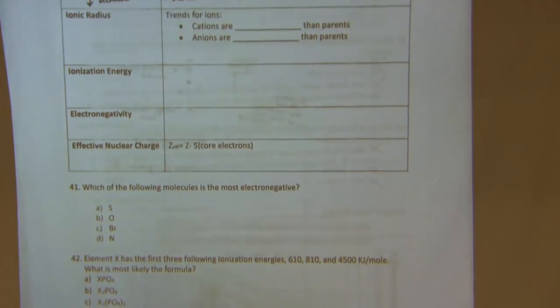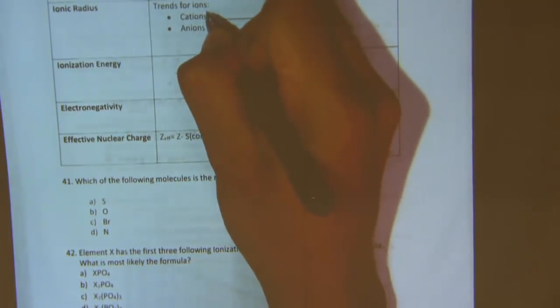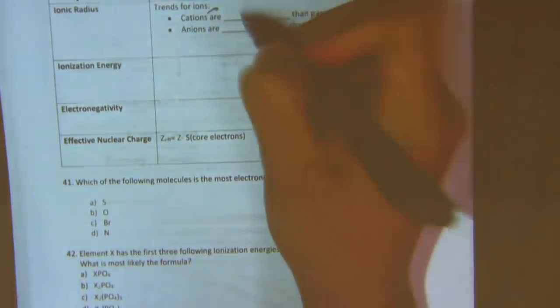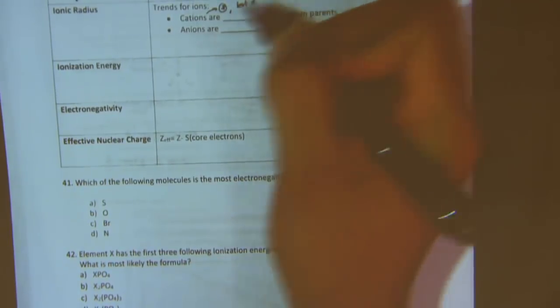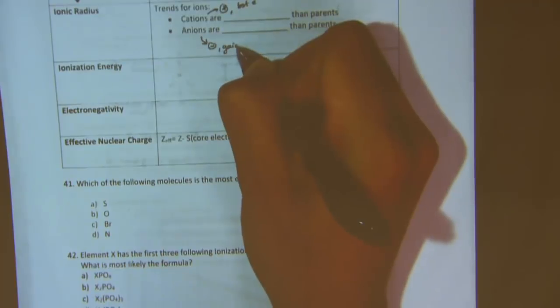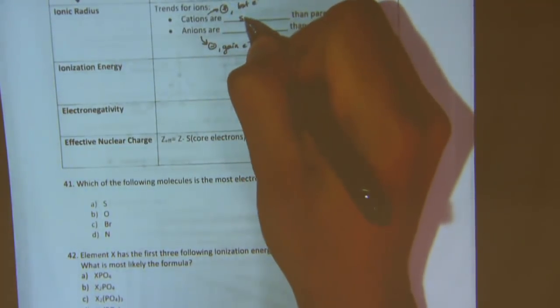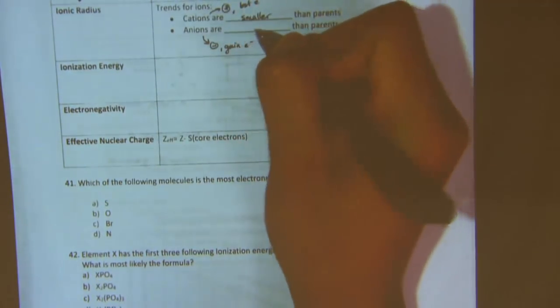Questions? Okay. So for ionic radius, we have a couple of trends that we should keep in mind. We have cations and anions. Cations are ions in which the element or atom lost an electron, so they have a positive charge because they lost an electron. And anions are negatively charged because they gained an electron. So in this case, cations are smaller than their parents, and anions are larger.